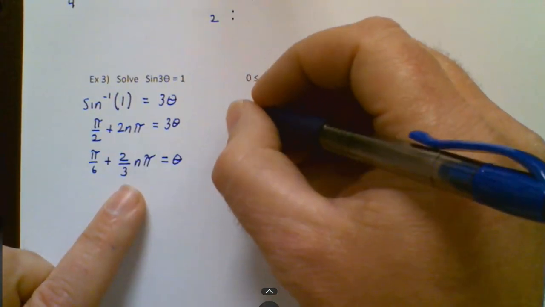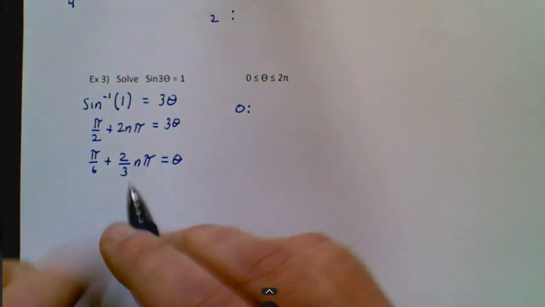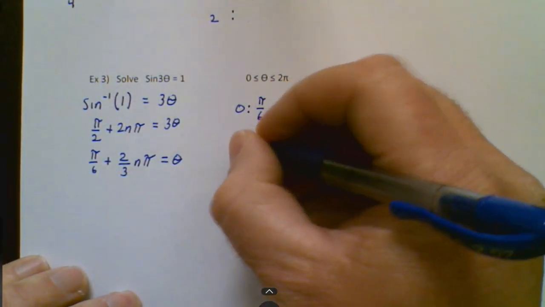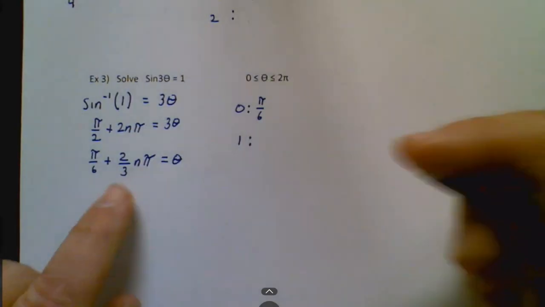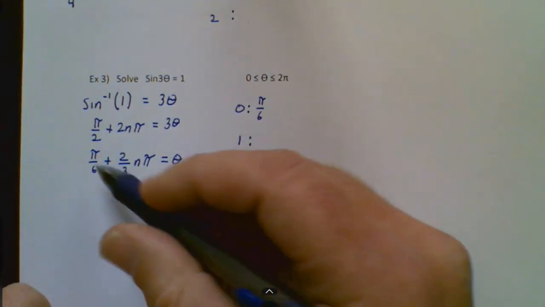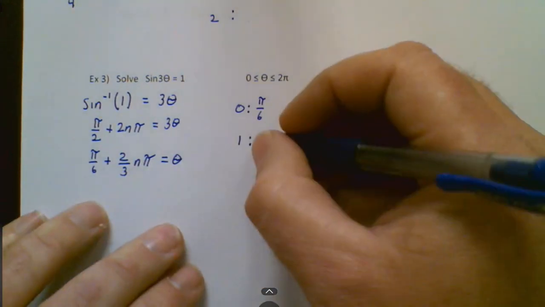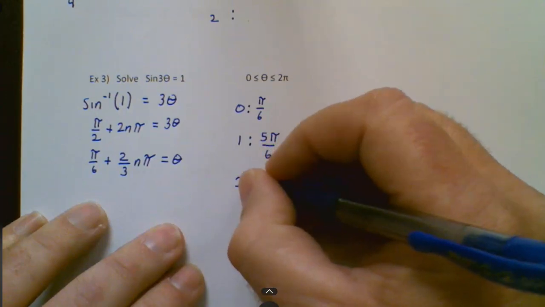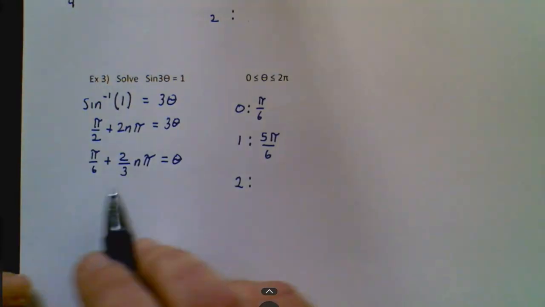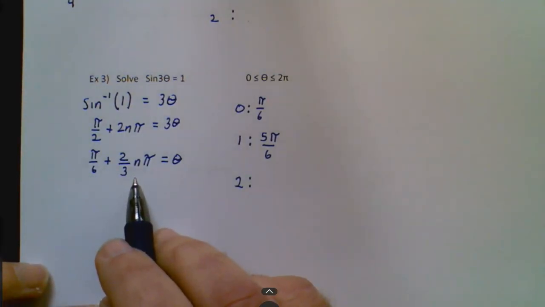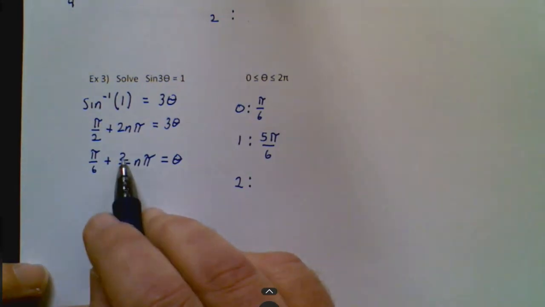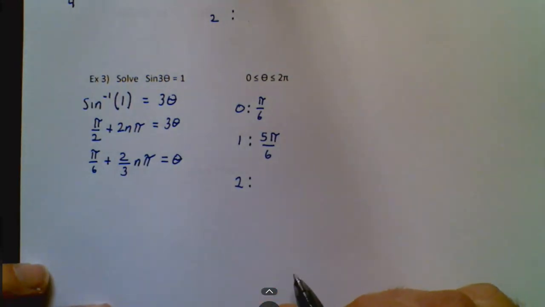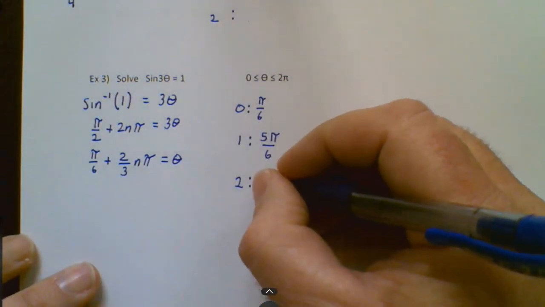So if I plugged in a 0, well, that becomes 0, then I just have pi over 6. If I plug in a 1, so 1/6 plus 2/3, let's think of that as 1/6 plus 4/6, so 5/6. If I plug in a 2, so that's going to be 4/3 plus 1/6. So 8/6 plus 1/6 is 9/6, which would be 3 over 2.